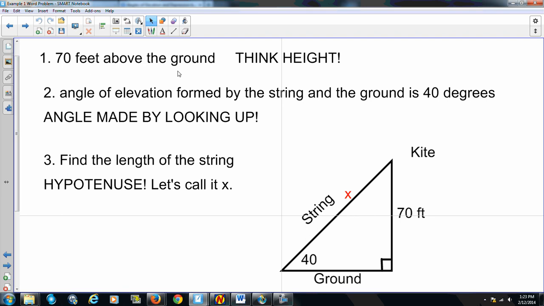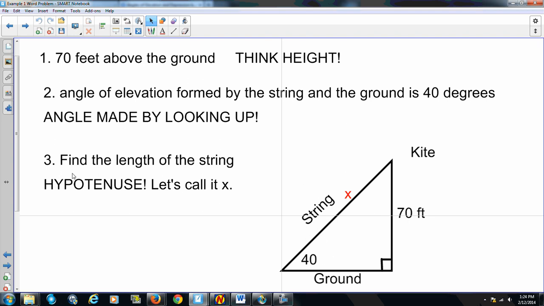So the first statement that I underlined was 70 feet above the ground. When I think of above the ground, we need to think height. So right here is letting me know how high that kite is. The angle of elevation formed by the string and the ground is 40 degrees. This is an angle made by looking up. So if I'm down here by my stake and I'm looking up at my kite, this is my horizontal, this is my new line of sight, so I'm creating an angle of elevation right down here.